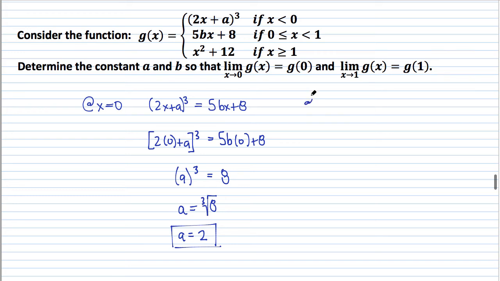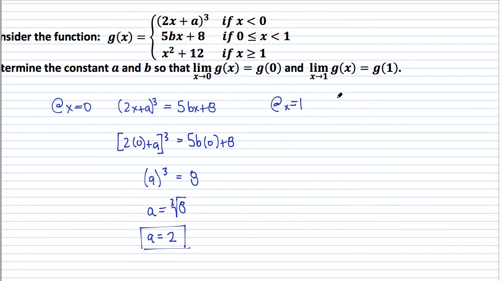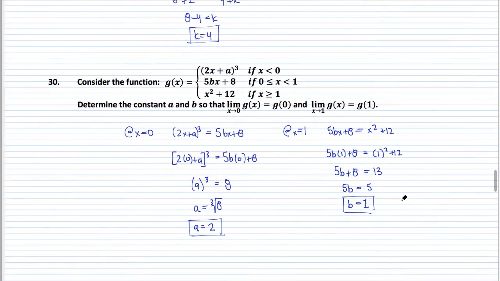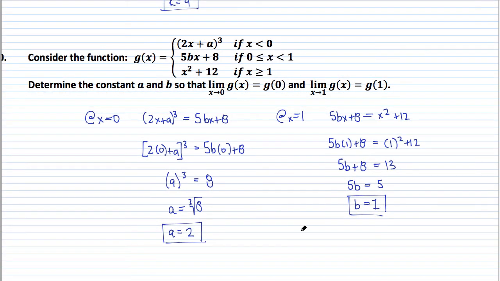Then, at x equals 1, we have a different situation because we have two different equations that meet there. So now we have 5bx plus 8 is equal to x squared plus 12. So going ahead and plugging in 1 for x, we have 5b times 1 plus 8 equals 1 squared plus 12. So this simplifies to 5b plus 8 equals 13. So 5b will be equal to positive 5. So therefore, b is equal to just 1. So these are the values for a and b such that these two limits exist.